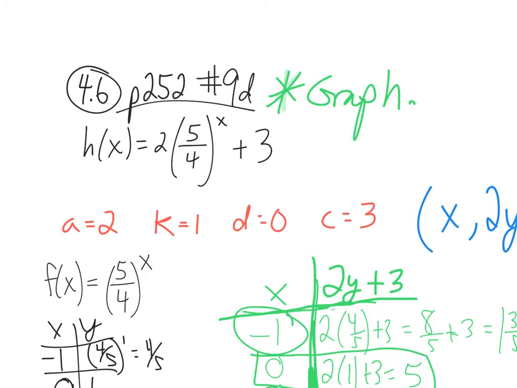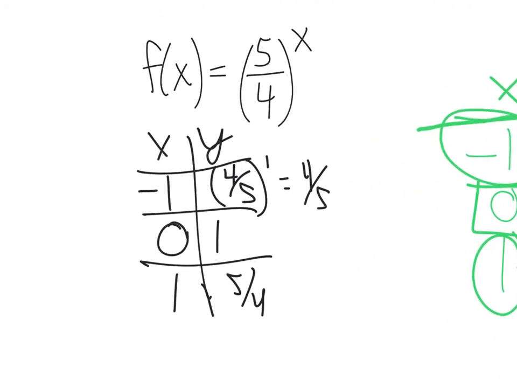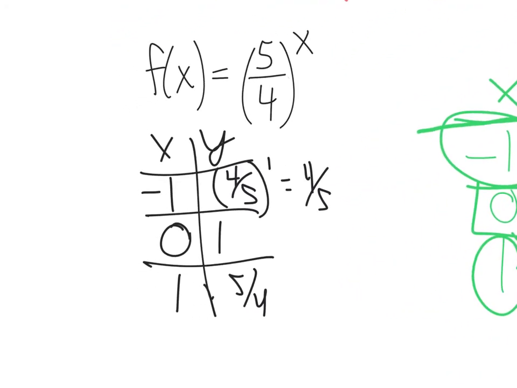Okay, let's consider the parent table of values. So we sub in -1, that reciprocates our base and turns the exponent positive, leaving us with 4/5. We sub in 0 for the exponent, that leads to a value of 1, and we sub in 1, that leads to a value of 5 over 4.